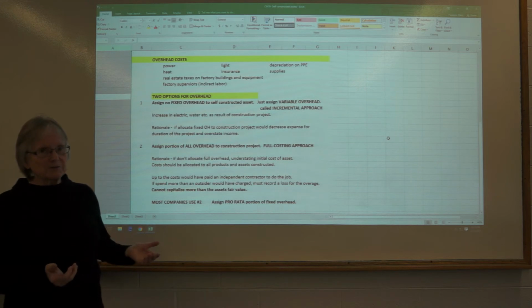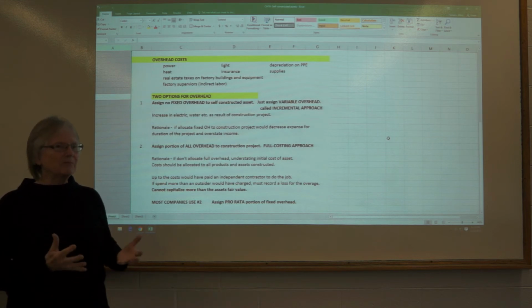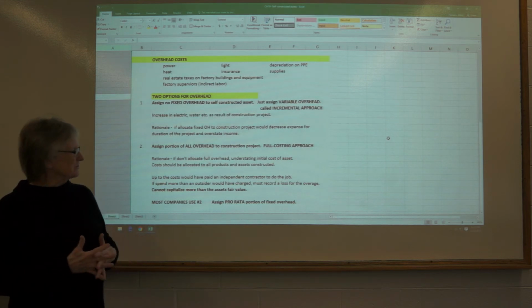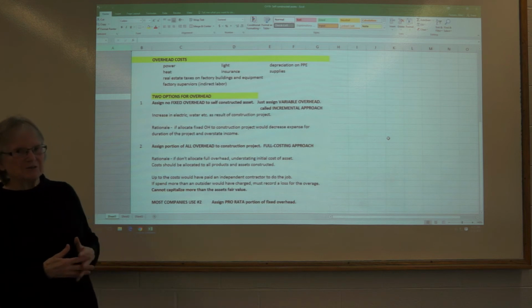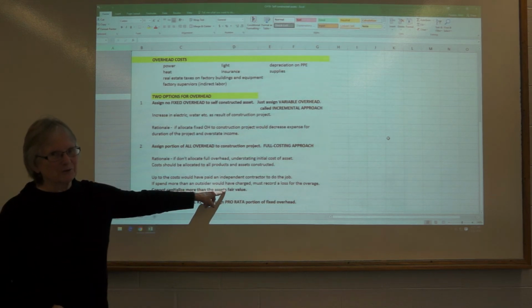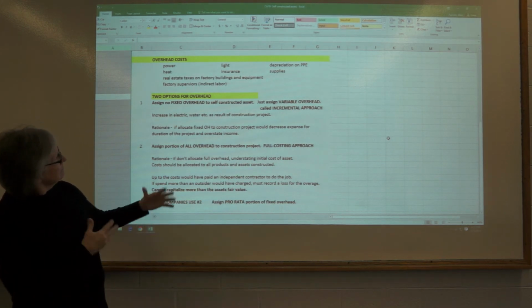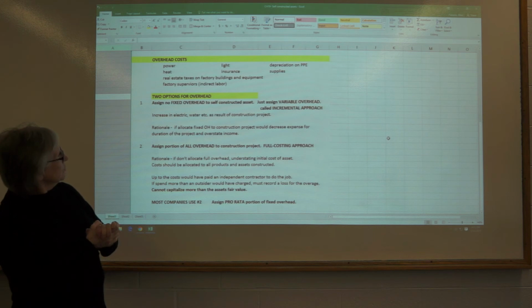The fair value of the building, what they would have paid an independent contractor to do it, was $275,000. They cannot bring that building on at $300,000. They have to bring it on at the fair value of $275,000, and they have to record a loss for that overage. So anyway, that's what you need to know about overhead.